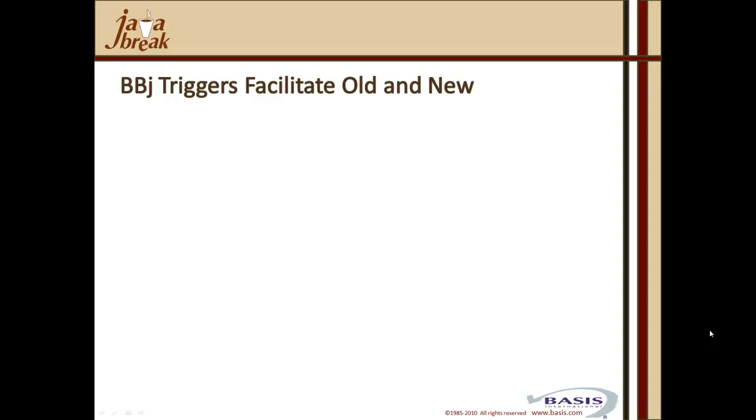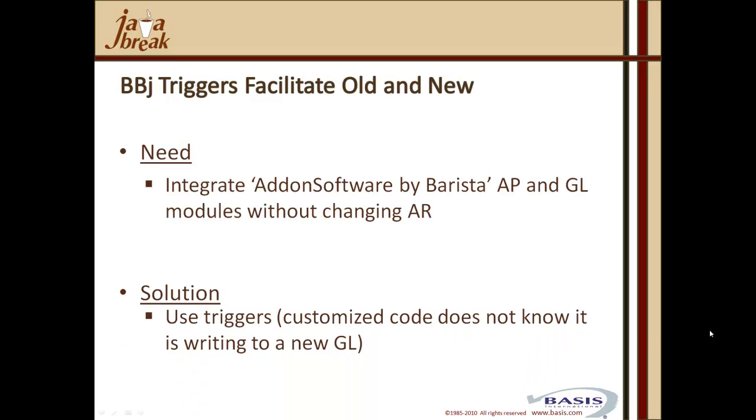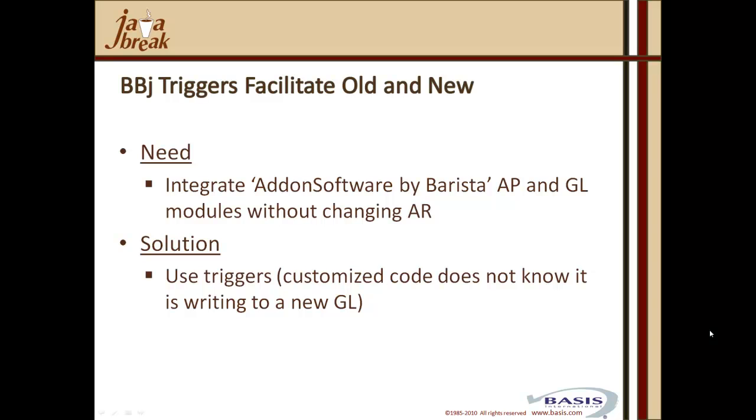There are touch points between the accounting modules, but just how would we deal with these old and new touch points? The answer is that we employed BBJ triggers to allow us to facilitate operating in both the new add-on software and our heavily customized legacy add-on software. The use of triggers allows us to write to the new version without the customized code knowing that anything at all has changed. BCom also uses triggers to bridge old and new technology.